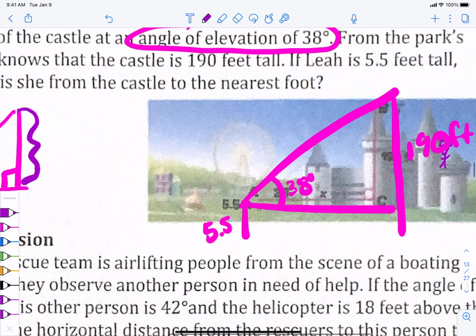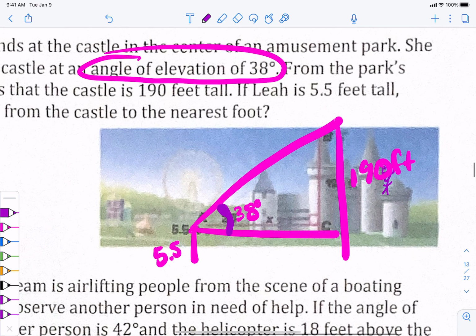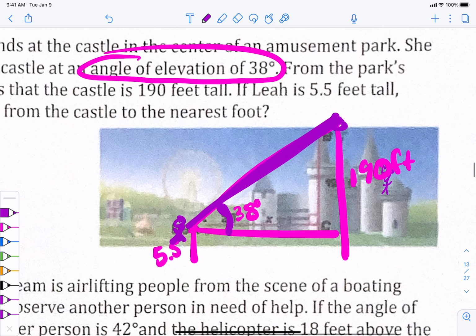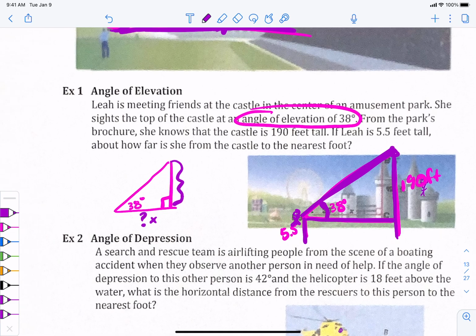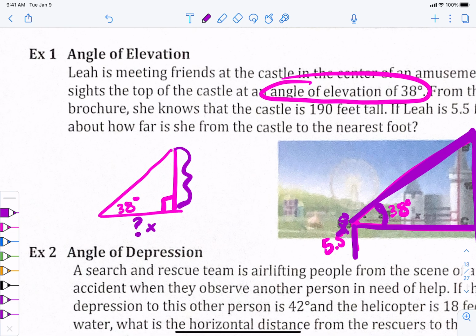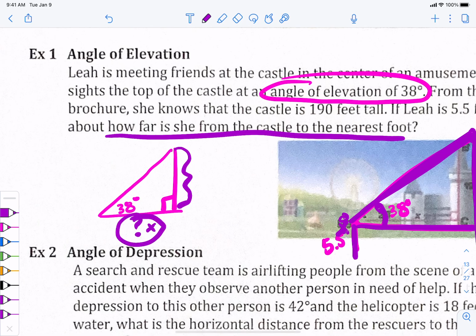Example 1 says an angle of elevation of 38 degrees is this girl standing here, looking up at a castle, and it's an angle of elevation of 38 degrees, okay? Here's the bottom side. She knows from the brochure that the castle is 190 feet tall and she is 5.5 feet tall. So I went ahead and drew this over here, and she wants to know how far she is from the castle to the nearest foot.